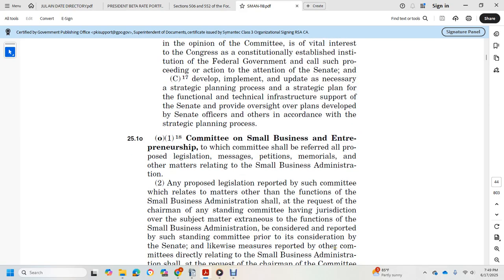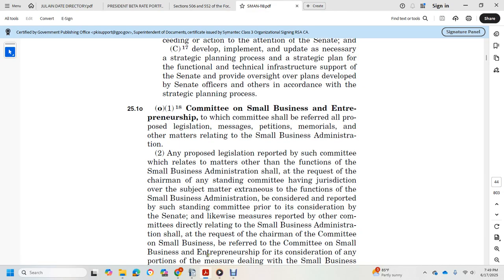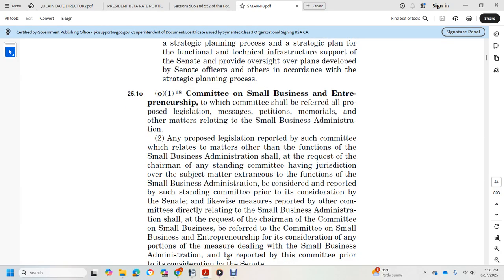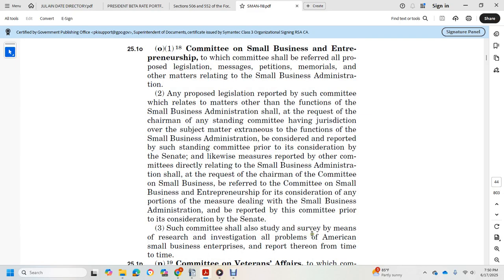Likewise, measures reported by other committees directly relating to the small business administration shall, at the request of the chairman of the Committee on Small Business, be referred to the Committee on Small Business and Enterprise for its consideration of any portion of the measure dealing with the small business administration, and be reported by the committee prior to consideration by the Senate. Such committee shall also study and survey by means of research and investigation all problems of American small business enterprises and report them from time to time.